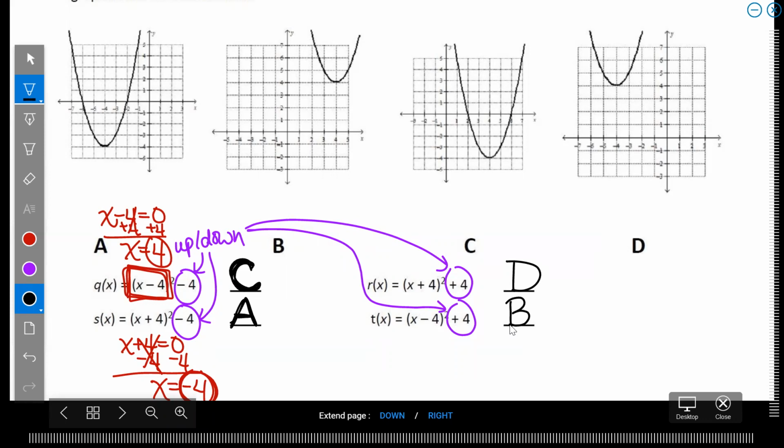Yes, sir. Yes. Yep. Our h value is always opposite, just like our factors. Our solutions are always opposite of our factors, and our solutions have opposite values. Yep, that is our h value. You're absolutely correct.